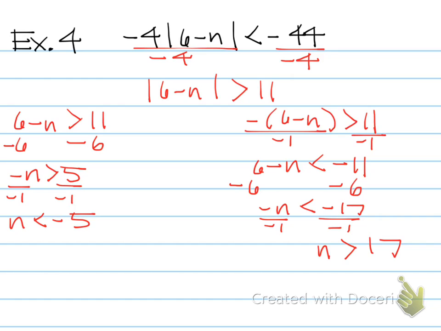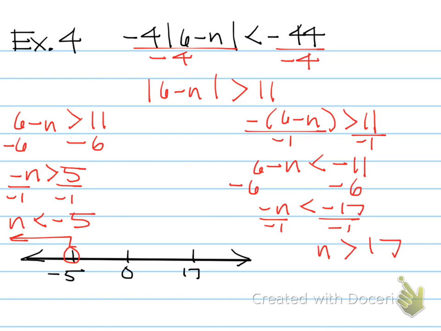So first thing you want to do is graph it. All right, so there's no bar under either inequality, so we should have open circles at -5 and at 17. Starting with the inequality on the left, the arrow is pointing to the left, so our arrow should be pointing to the left also. For n is greater than 17, open circle at 17, arrow's pointing to the right, so our arrow should be pointing to the right also. And you want to write the solution using interval notation.